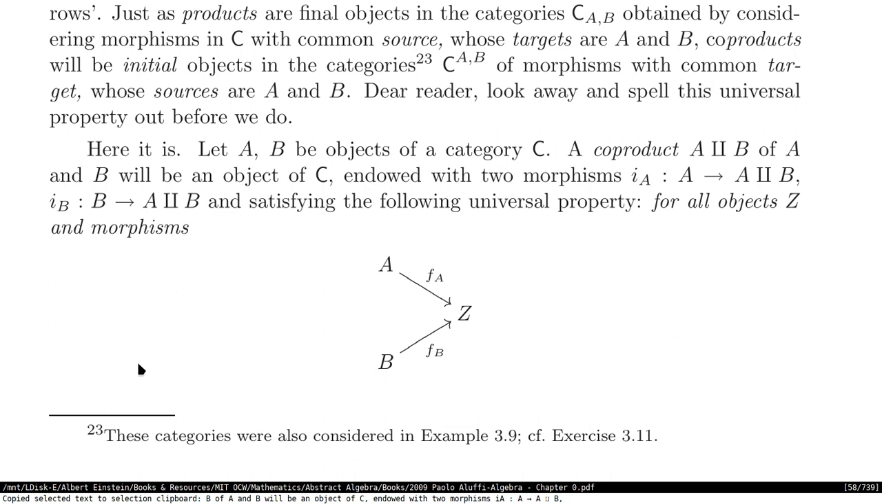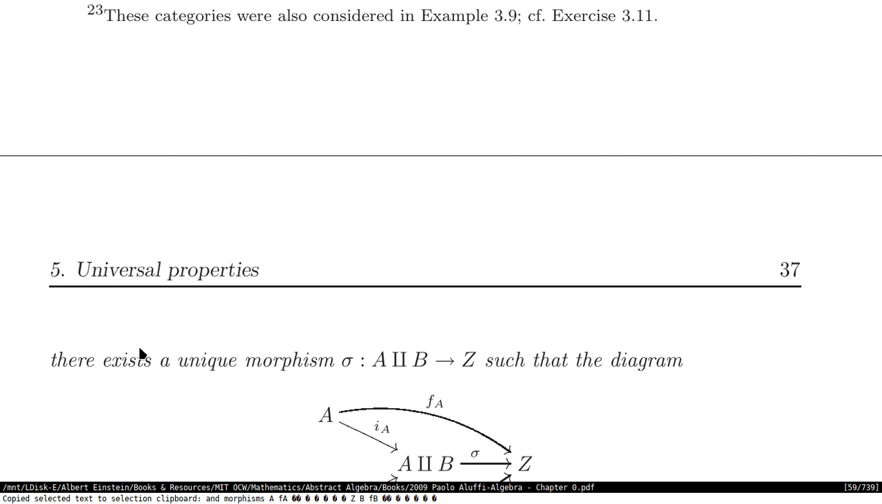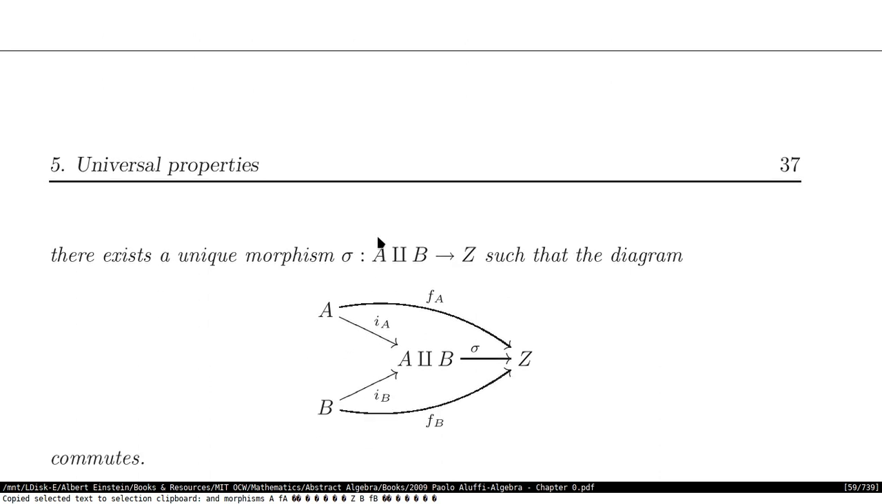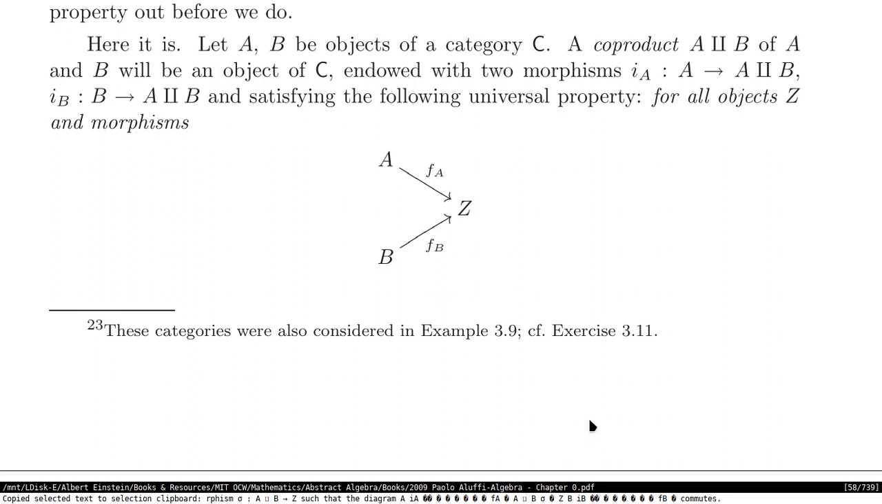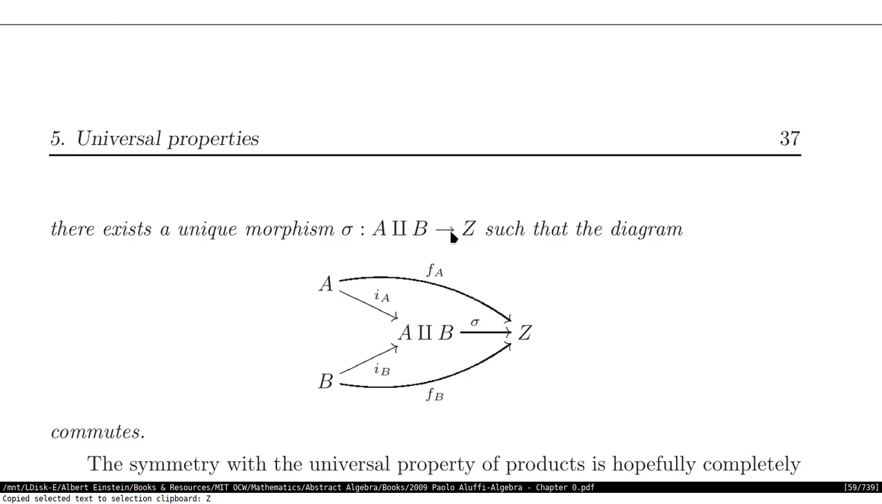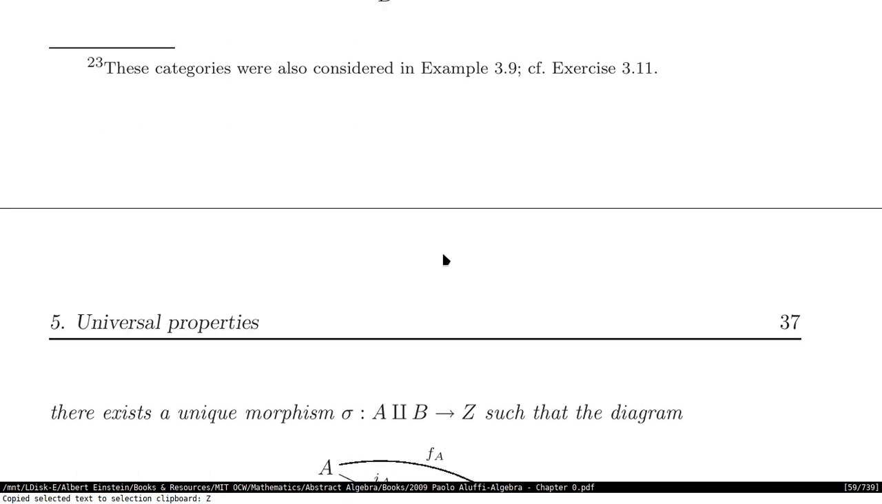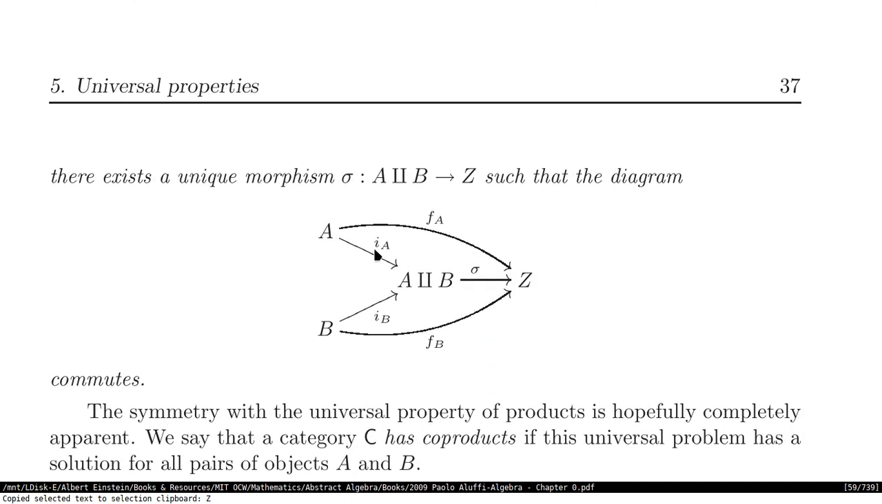The universal property is that for all objects Z and these morphisms, there exists a unique morphism going from the co-product to Z such that this diagram commutes, just like before, except in the opposite direction, right? So you have a fixed object, and morphisms from A and B to this object, and then you have a unique morphism from this co-product to this object, and everything smoothly follows and commutes, right?